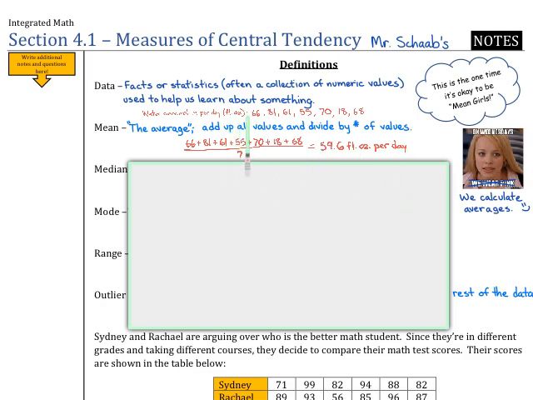So the whole purpose of central tendency is to find the center of the data. Like, what is the data trending towards? Where is the center of that data? And that's why that word is so important there in measures of central tendency.